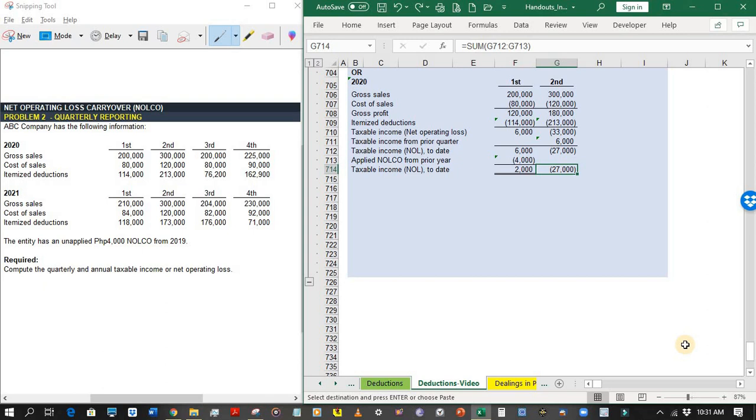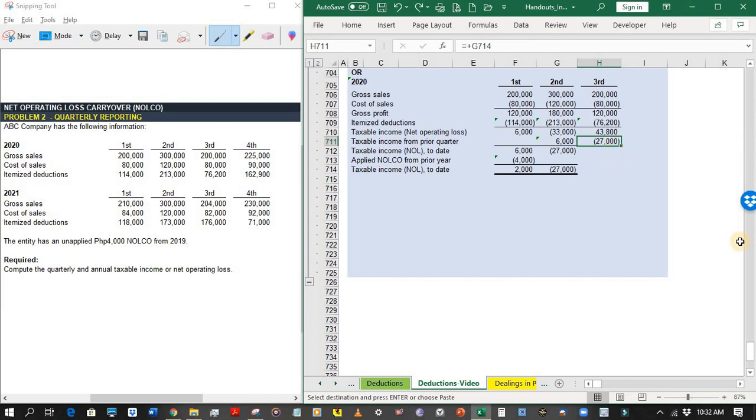So for the third quarter, the gross sales is 200,000, cost of sales is 80,000, the gross profit is 120,000, then the itemized deduction is 76,200. So the taxable income for the third quarter, which means this is from July to September, is 43,800. So this is non-cumulative. Then we will add the taxable income or net operating loss during the previous quarters, and that is 27,000 net operating loss. So the 27,000 is the result of operation for the six-month period, which is from January to June.